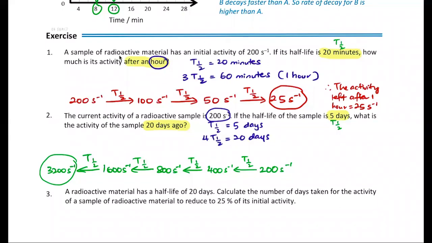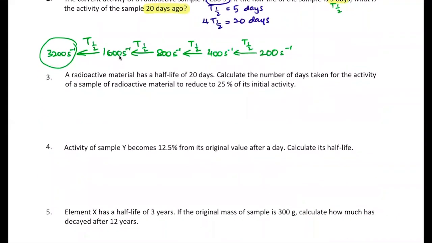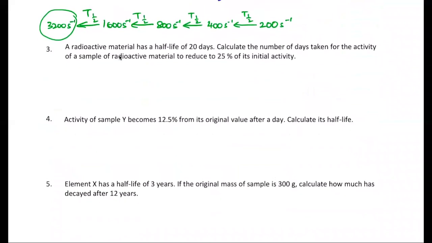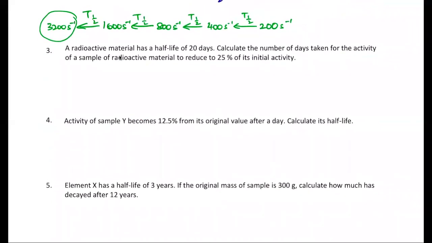Now, question number 3. A radioactive material has a half-life of 20 days. Calculate the number of days taken for the activity of a sample of radioactive material to reduce to 25% of its initial activity. Okay, how many? 40 days. Meaning you just divide by two twice.